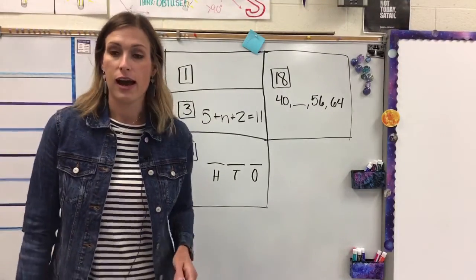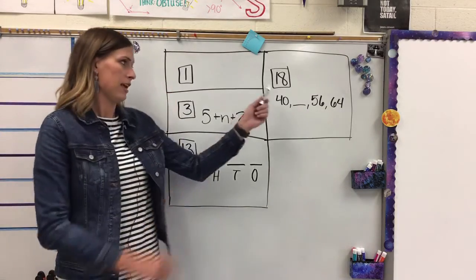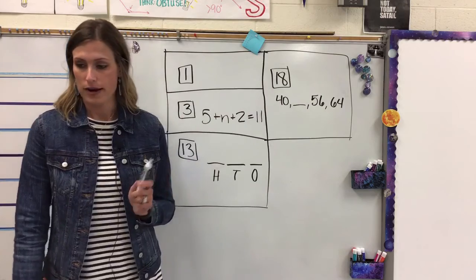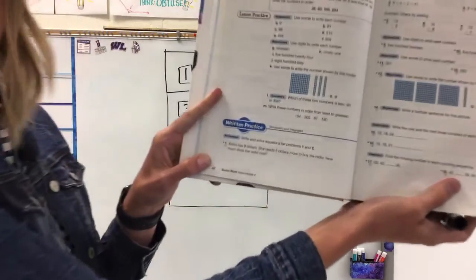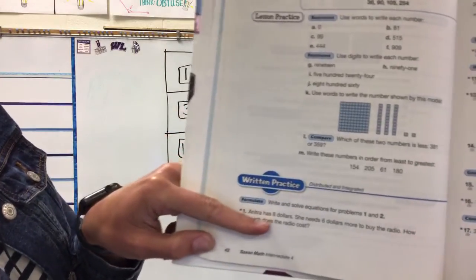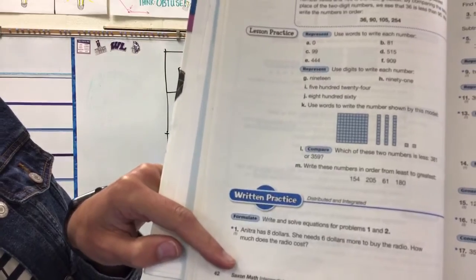All right, 3rd grade, I'm going to do 4 of our math problems together. We're going to do number 1, 3, 13, and 18. All right, number 1 says, Anitra has $8. She needs $6 more to buy the radio. How much does the radio cost?